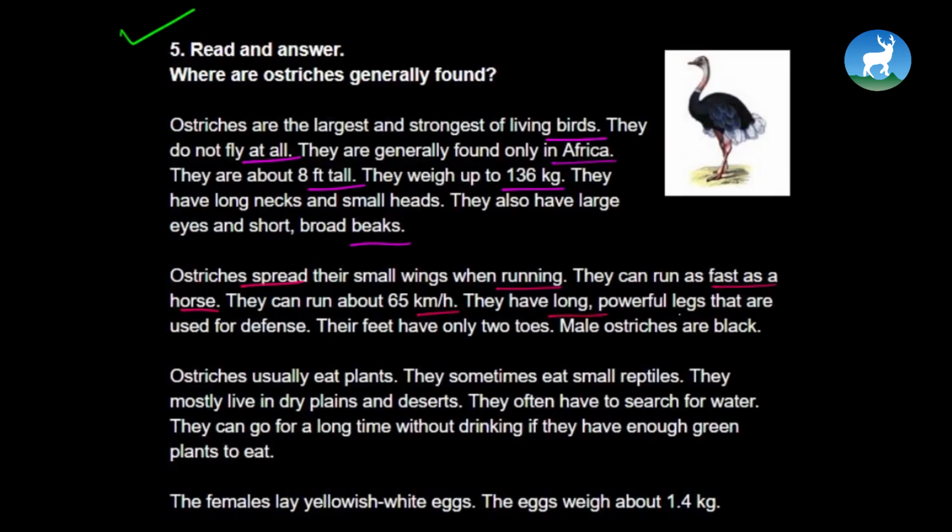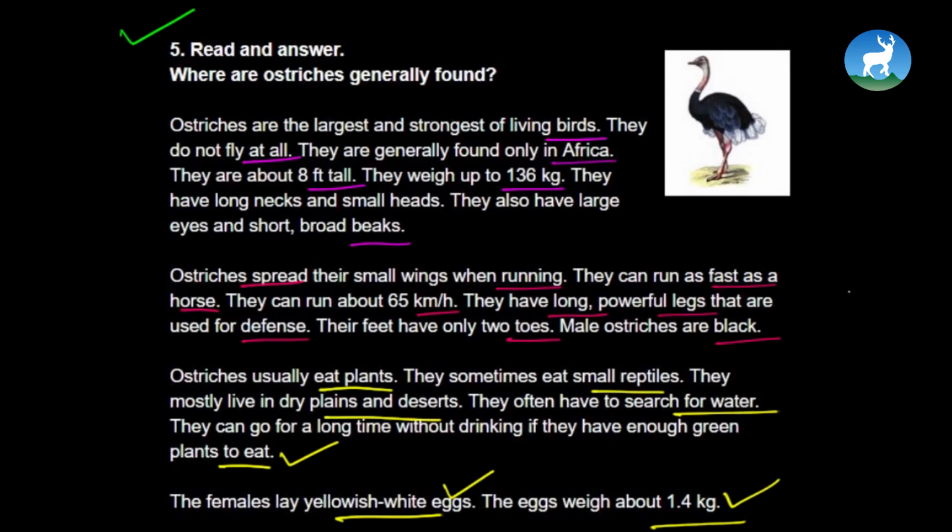They have long, powerful legs that are used for defense. Their feet have only 2 toes. Male ostriches are black. Ostriches usually eat plants. They sometimes eat small reptiles. They mostly live in dry plains and deserts. They often have to search for water. They can go for a long time without drinking if they have enough green plants to eat. The females lay yellowish white eggs. The eggs weigh about 1.4 kilograms. Interesting, isn't it? So you found out something about ostriches.